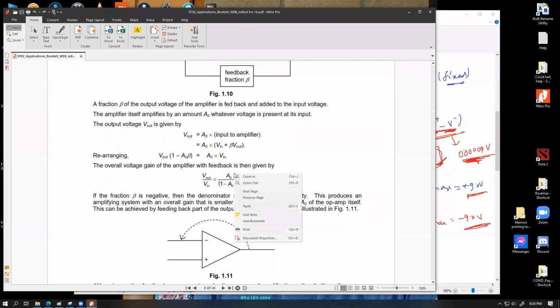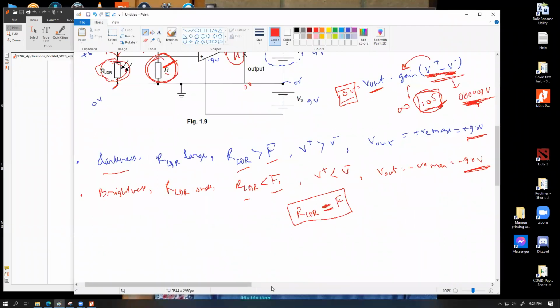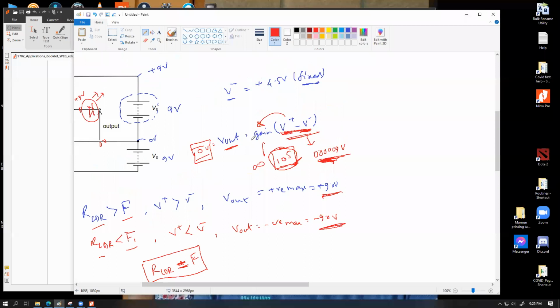Because here's the deal: if we want to avoid saturation, take a look at the equation. Let me just write this for you. Take a look at this equation. V out is equal to gain into V plus minus V minus. If we want to avoid saturation, we either have to make this one small or we have to make this one small.